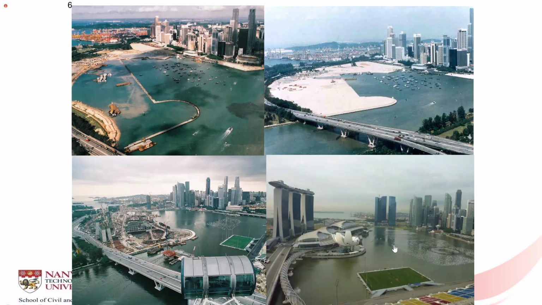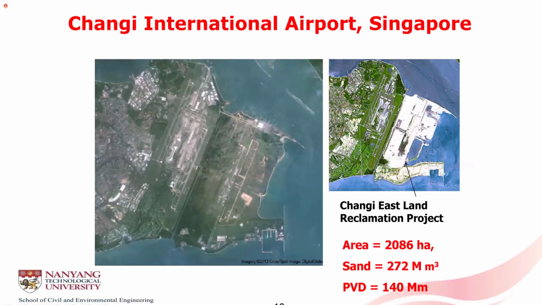The pictures showing here are the land reclamation process. If you come by aeroplane, you have to land at the Changi International Airport, which is also constructed on a piece of reclaimed land. I was very fortunate to be involved with the Changi East Land Reclamation Project, on which runway 3 and currently terminal 5 is constructed.